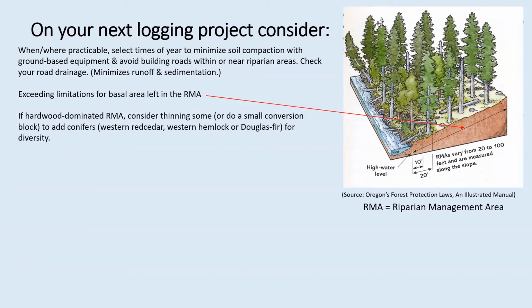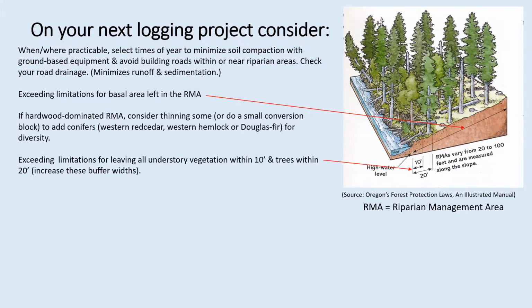But secondly, that will allow those trees to fall into the creek to provide that more long-lived large wood debris, which is so important, which we just talked about. So consider adding conifers if there aren't many in or alongside your creek. Exceeding limitations for leaving all understory vegetation within 10 feet and trees within 20 feet. In other words, consider increasing these buffer widths from here to there.